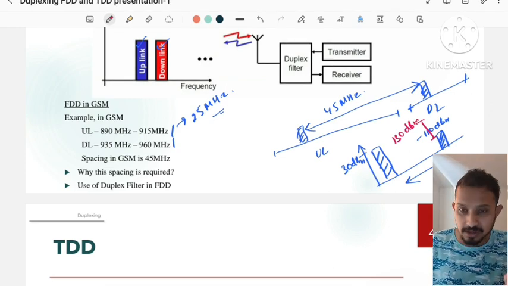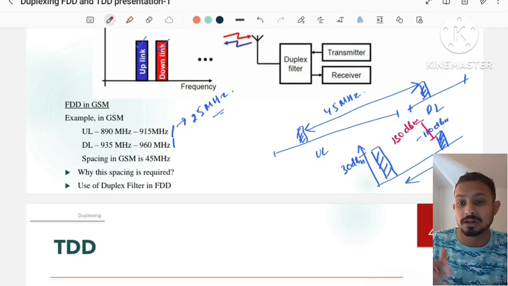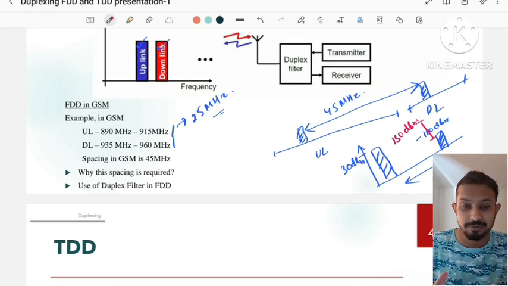For that reason, we do not want the uplink to affect the downlink, because uplink and downlink both use the same antenna. The circuitry is physically close to each other, and there is a possibility of RF leakage from the uplink to the downlink. And if so, the downlink will be completely wiped out.